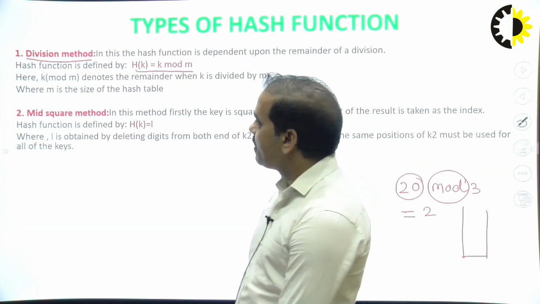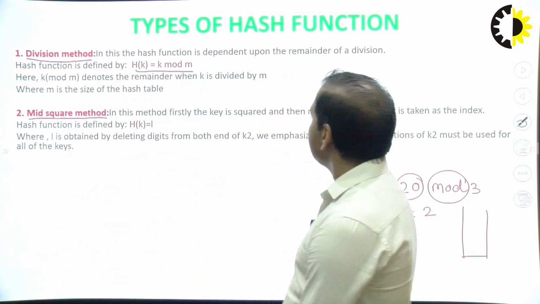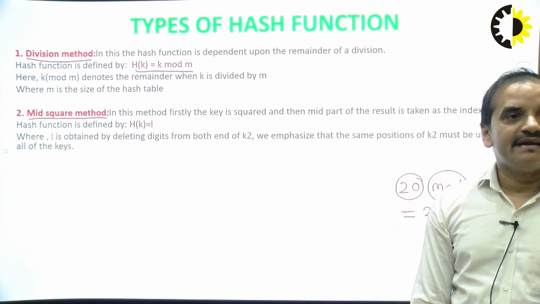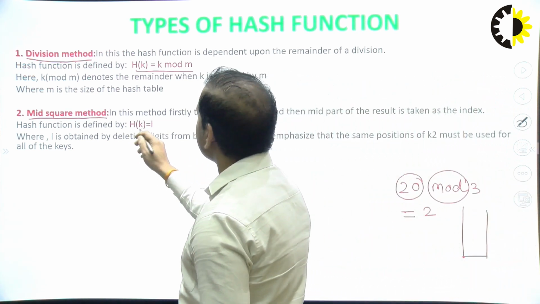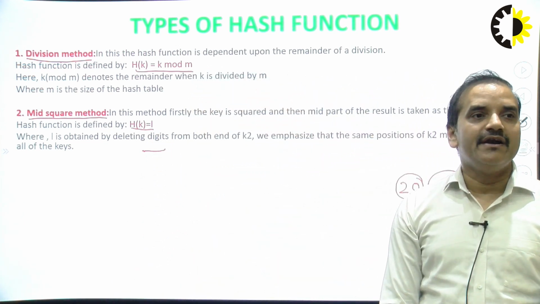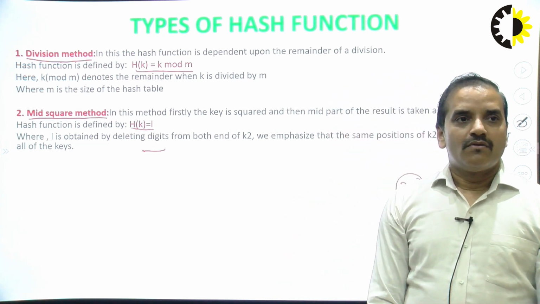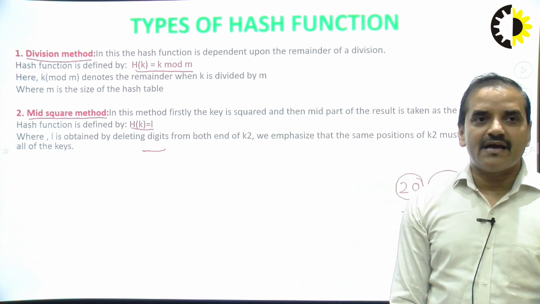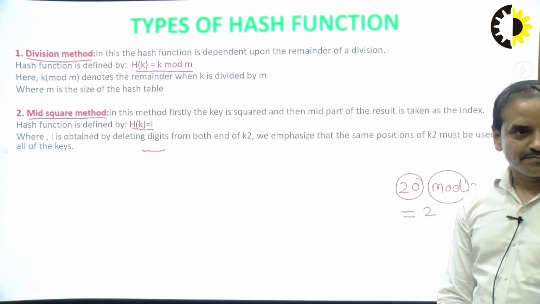The next method is the mid square method. In the mid square method, firstly the key is squared and then the mid part of the result is taken as the index. The hash function is defined as h(k) = i. By using this function, we store the given keys into the data structure, where i is obtained by deleting digits from both ends of k squared. We emphasize that the same position of k squared must be used for all the keys.